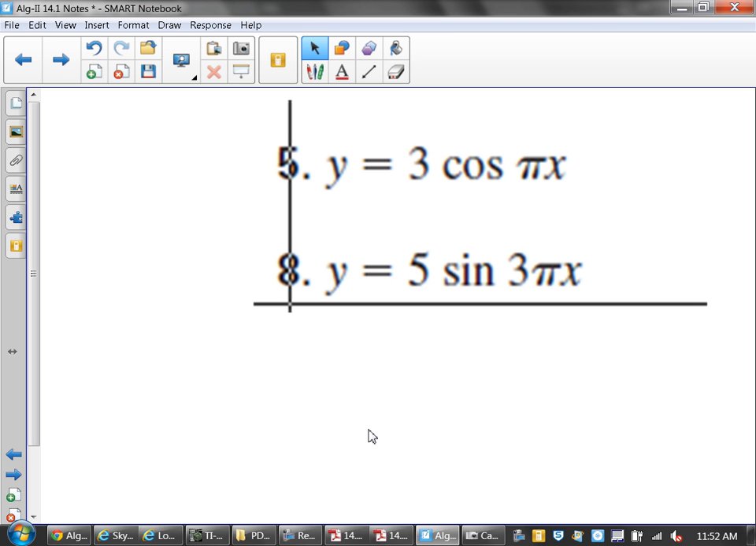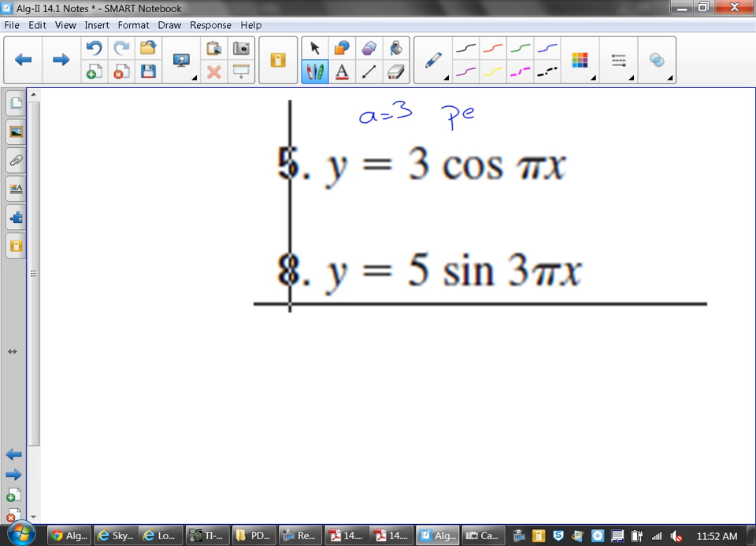3 cosine pi over x. I'm hoping you had an A value of 3 and a period of 2. You guys agree on that? Amplitude is 3, period is 2? Yeah. All right. So here's 3, 2, 1, 1/2, 3 halves.